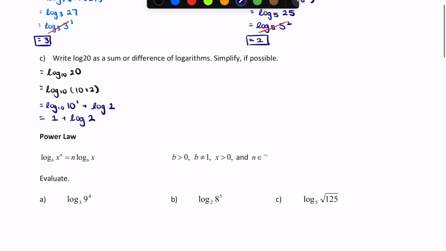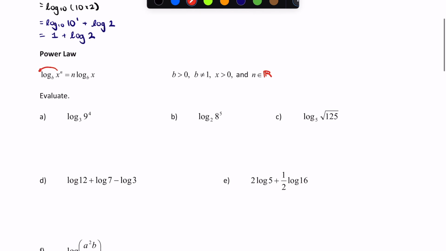Okay, another law that is important in terms of logarithms is if we have log base b of x to the power of n, we can bring down the n to the front and rewrite it as n log base b of x. Here, b has to be greater than 0, b cannot be 1, x has to be greater than 0, and n has to be an element of the real numbers.